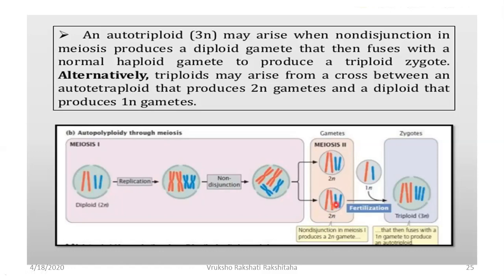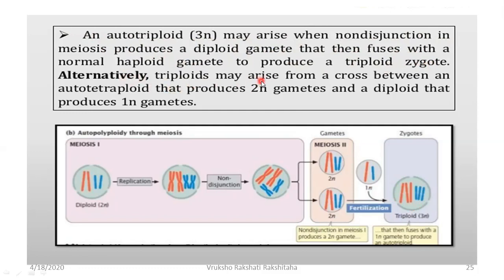Suppose this diploid gamete fuses with a normal haploid gamete. Then it will give rise to a triploid cell. So, an autotriploid, that is 3N, may arise when non-disjunction in meiosis produces a diploid gamete that then fuses with a normal haploid gamete to produce a triploid zygote.